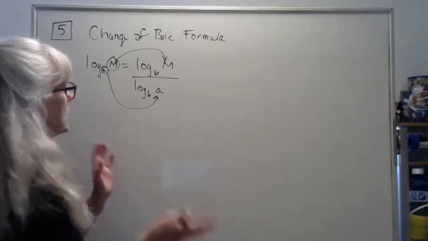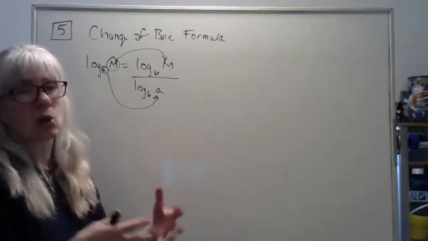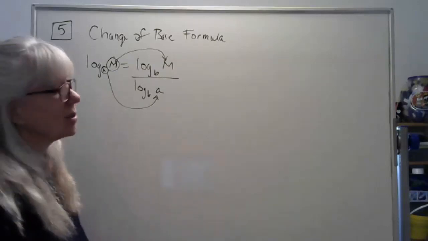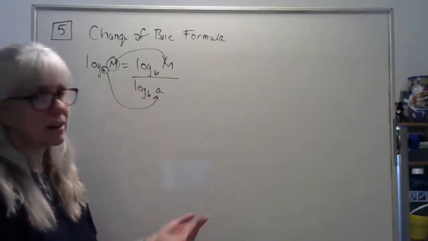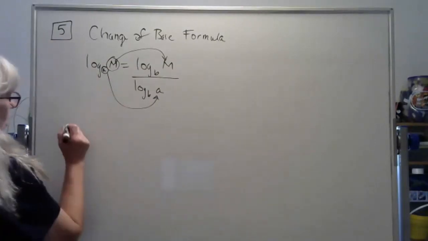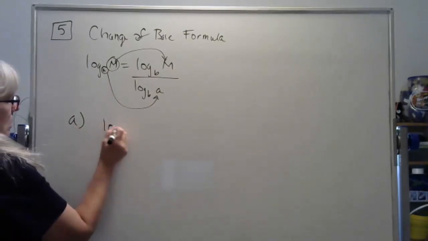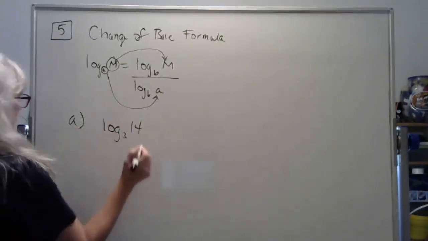So it was a way to do logarithms besides that. Now your graphing calculator does it internally on the calculations, and you don't even need the formula. But it's nice to have it, just show it, I guess. I don't know why. So 5a says we want to evaluate log base 3 of 14.